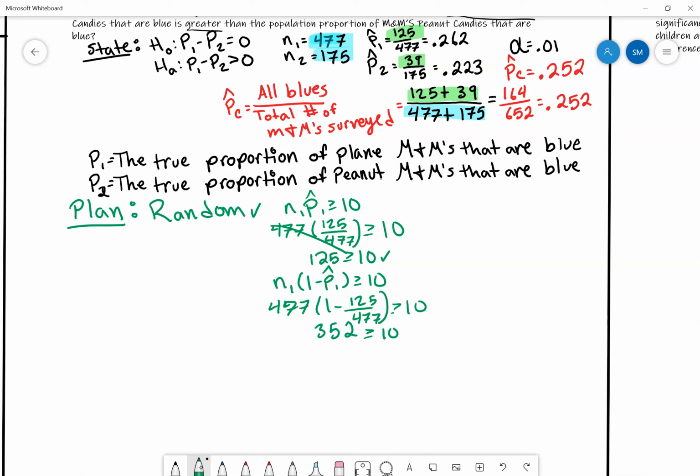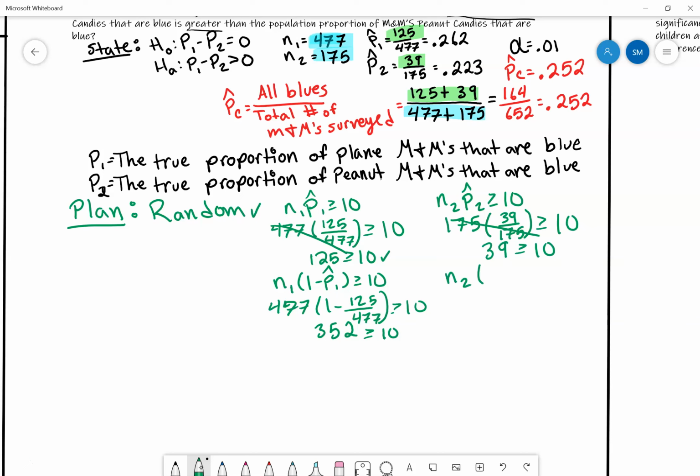The next one is going to be n2 p hat sub 2. Is that greater than or equal to 10? So we have 175 times 39 over 175. Is that greater than or equal to 10? Yes. So 39 is greater than or equal to 10.